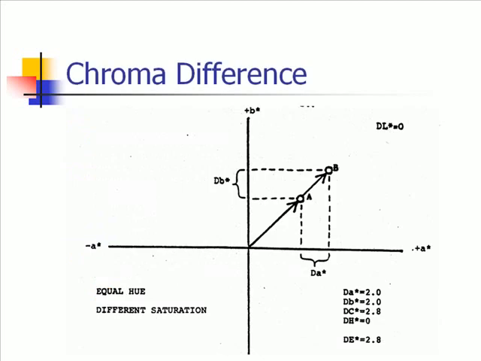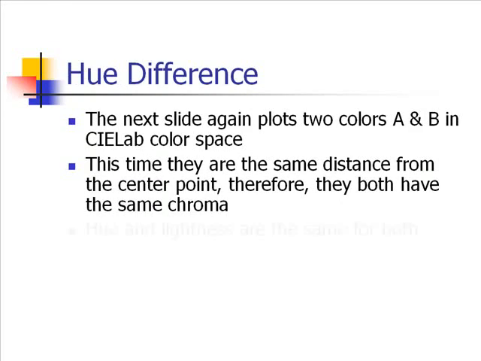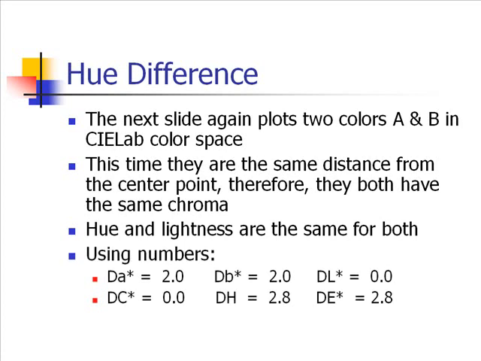We could also have another set of samples where the numbers are all the same. Our delta A is 2 again. Our delta B is 2. Our delta L is 0. But now, instead of all our differences being in the chroma, they're all in the hue direction. This time they are the same distance from the center point, therefore they both have the same chroma. Chroma and lightness are the same for both. So this is what that would look like. But again, the delta E number is the same. Now all the difference is in terms of hue instead of in terms of chroma.